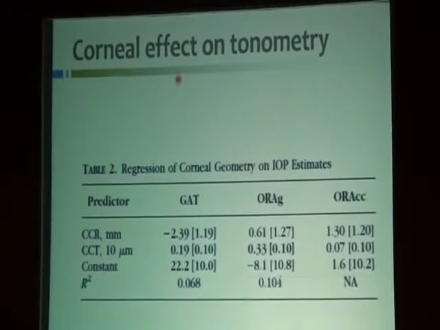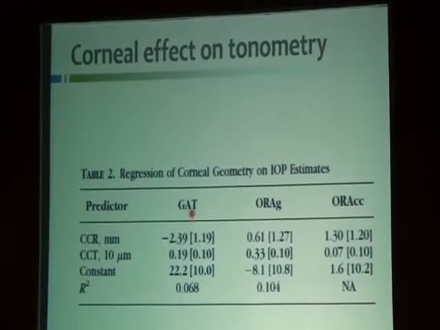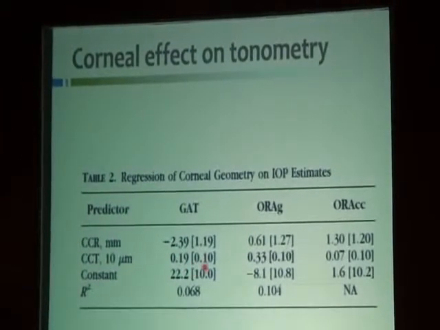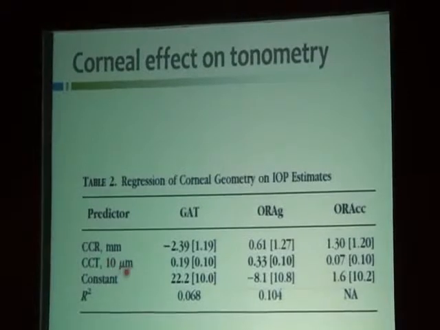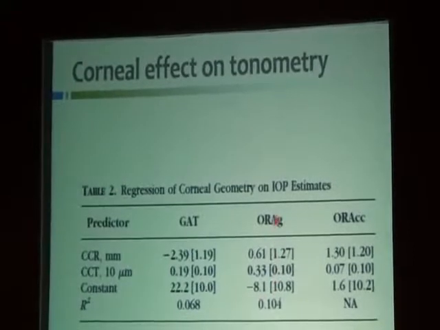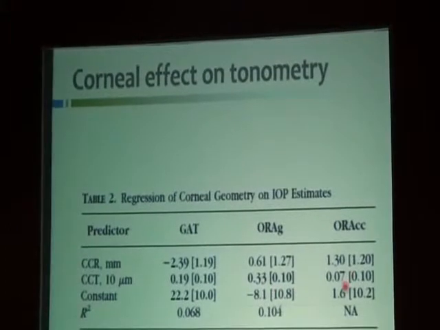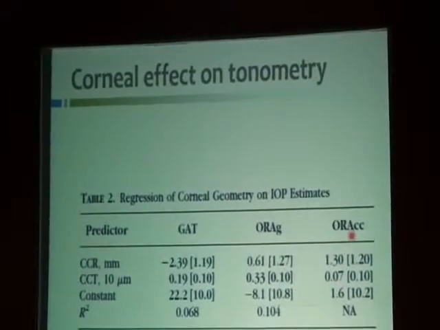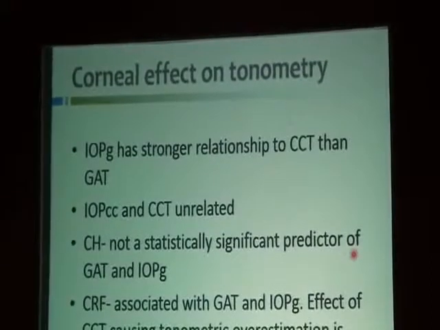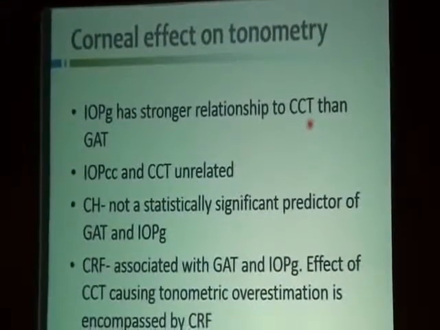So when we look at the corneal effect on the tonometry itself, for the Goldmann applanation tonometer, for every 10 micrometers of central corneal thickness change, there is a 0.19 millimeters of mercury change. It is more with the ORA IOPg, that is 0.33, and it is not related with the corneal compensated IOP. So in a nutshell, the IOPg has a stronger relationship to the central corneal thickness than the GAT.